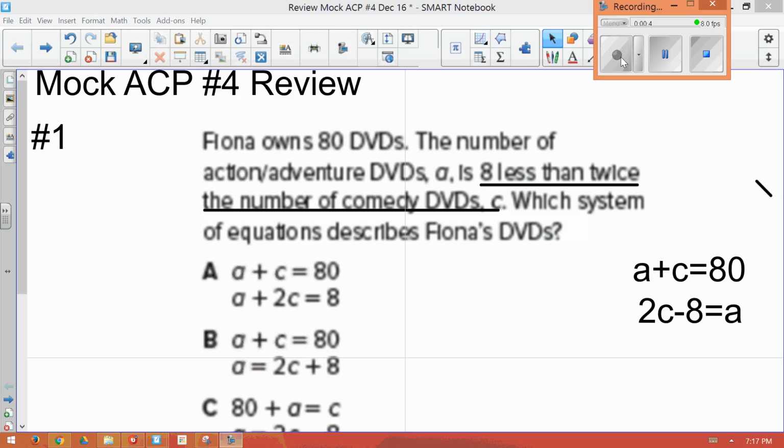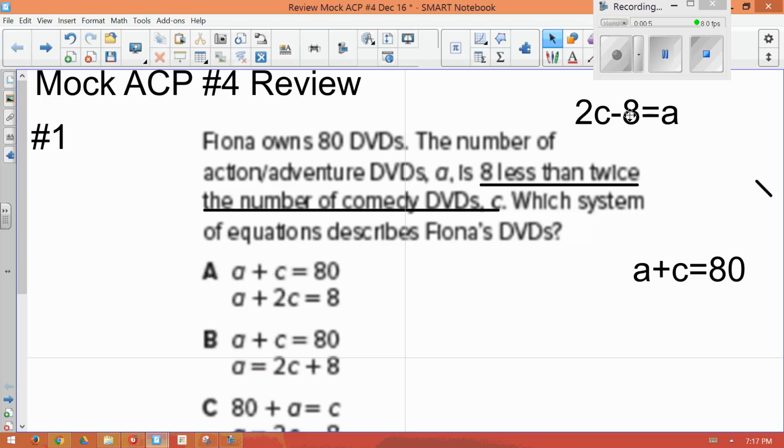Fiona owns 80 DVDs. The number of action adventure DVDs, A, is 8 less than twice the number of comedy DVDs, which is C. So 2C is twice the comedy, and 8 less than that is 2C minus 8. And that is equal to A, which is the number of action adventure DVDs. So this is one of the equations.